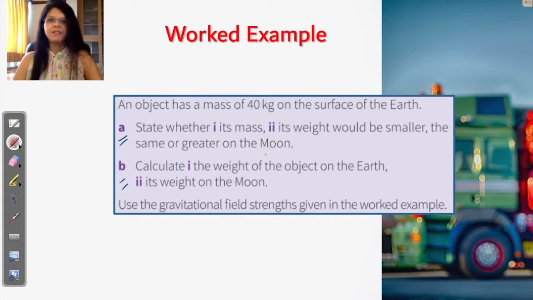Alright, so I hope that you all have solved the question. Let us tally the answers. Right, state whether the mass.